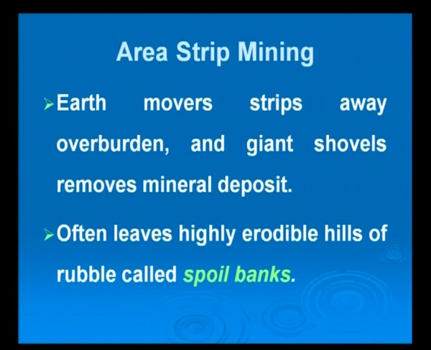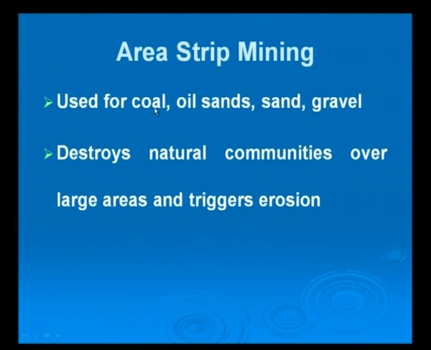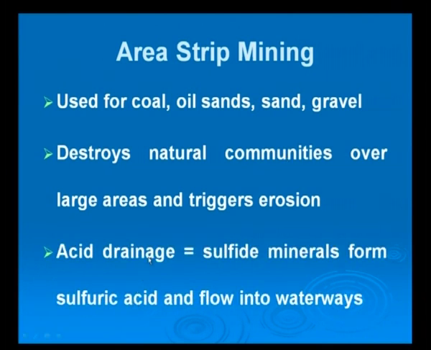And what is the major problem of this? After the mining is over, there is a huge amount of waste material, and they are erodible hills of rubble, they are called the spoil banks. And so, this is the disadvantage of this kind of mining. And generally, it is used for coal, oil sands, sand, gravel, and it destroys the natural communities over large areas and triggers erosion. And the acid drainage, that means the sulphide minerals form sulphuric acid and flow into waterways.